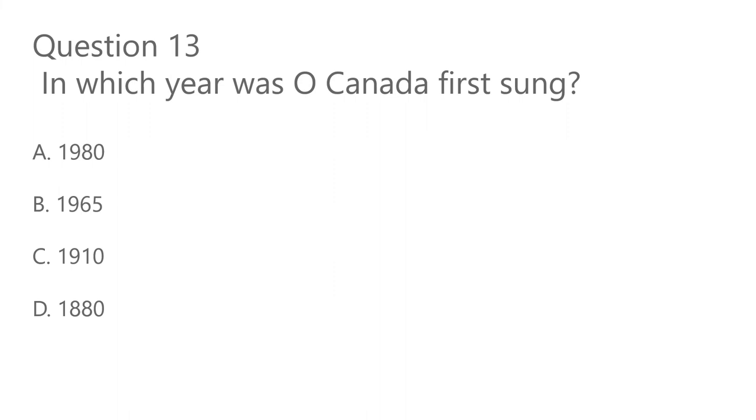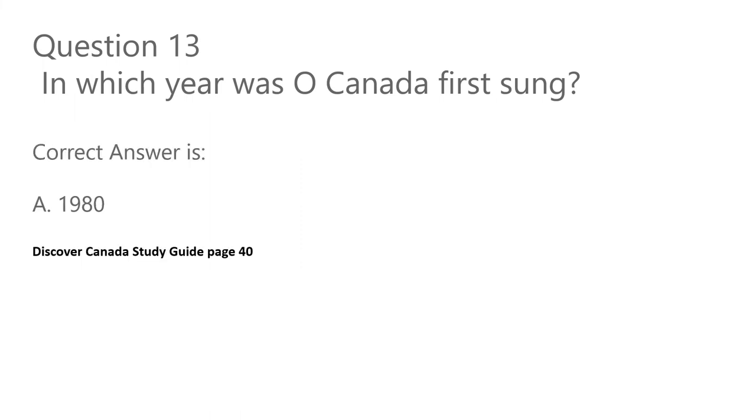Question 13. In which year was O Canada first sung? A. 1980. B. 1965. C. 1910. D. 1880. Correct answer is D. 1880. Discover Canada Study Guide, page 40.